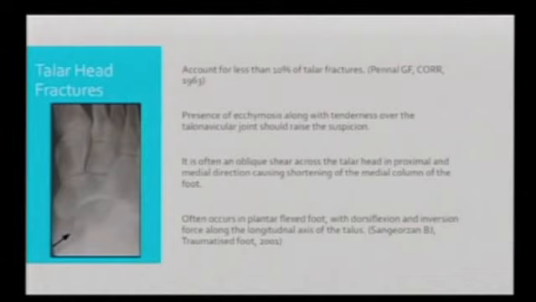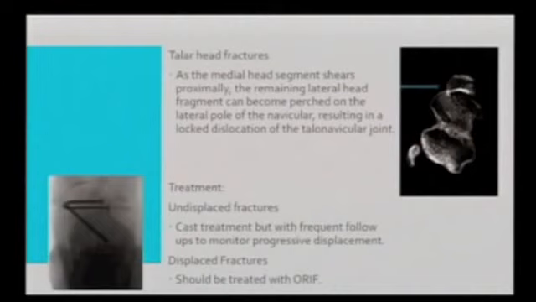And next is the talar head fracture. It accounts for less than 10% of talar fractures. Presence of ecchymosis along the talonavicular joint should raise the suspicion. It is often an oblique shear across the talar head in a proximal medial direction, causing shortening of the medial column. Sometimes the head fragment fractures and the rest of the talar body goes and lodges along the lateral pole of the navicular and gets stuck, resulting in a locked dislocation of the talonavicular joint.